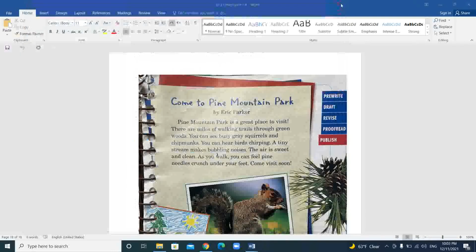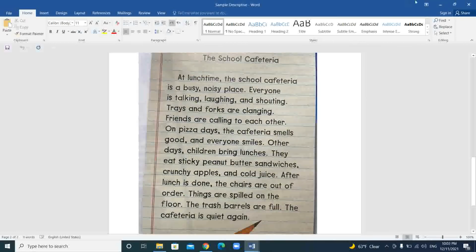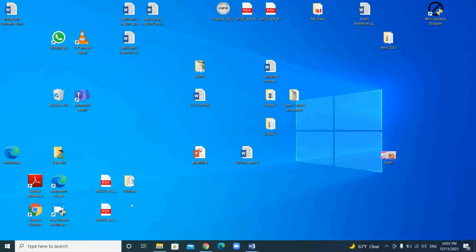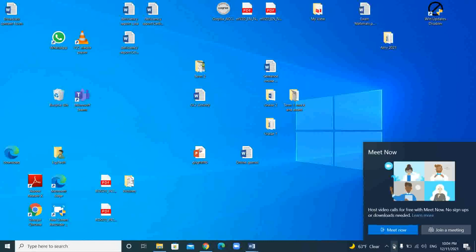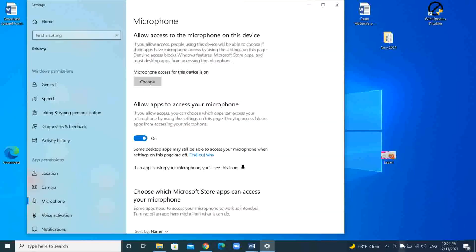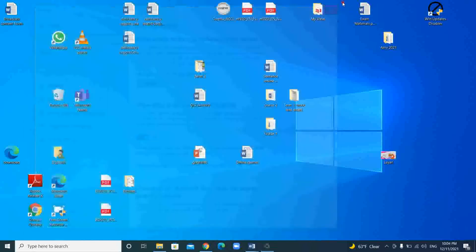Where is it? I don't know how to close it. I forgot how to close it.